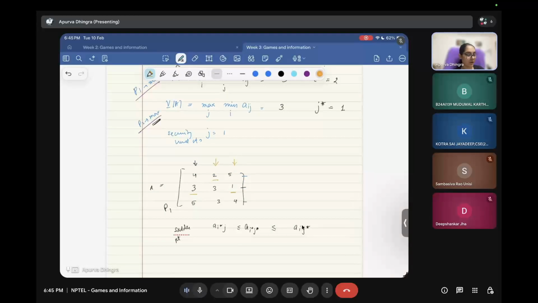This is for player 1. Now player 2 would repeat the same process, but just in this way. Player 2 would fix the row and then search over the columns, and his objective is to maximize, so he'll go for the maximum one here. So he'll choose 5 from 4, 2 and 5. Next, between 3 and 1, now because of the presence of 3 and 3, he'll choose both of them.